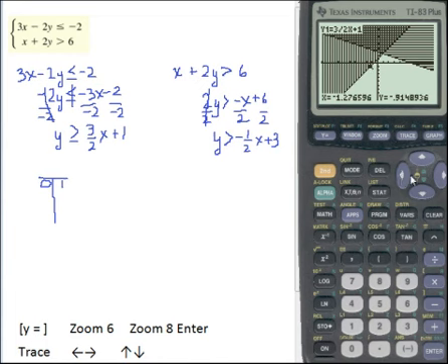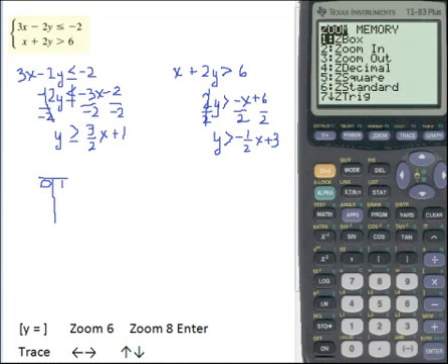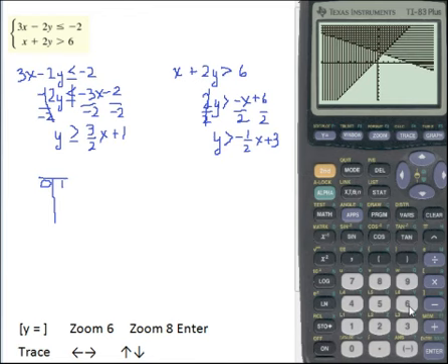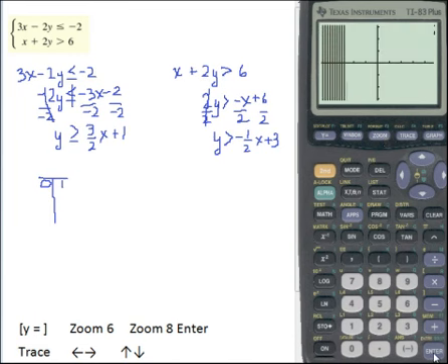Doesn't look like I hit zoom 8. Uh-oh, so I do make mistakes sometimes. So let's hit zoom 6 again. Let it graph. And then hit zoom 8, enter. Let it regraph. Looks a little steeper in the regraph.